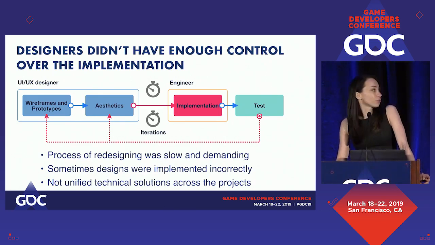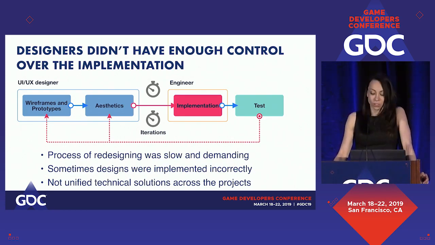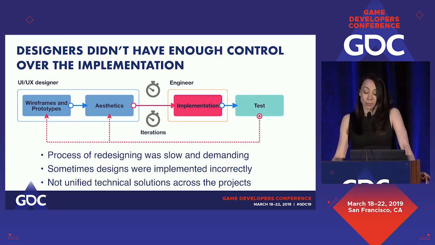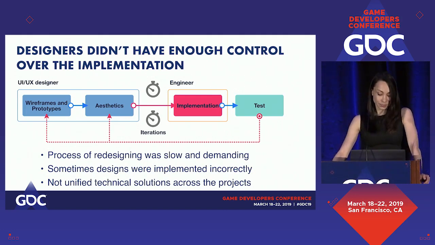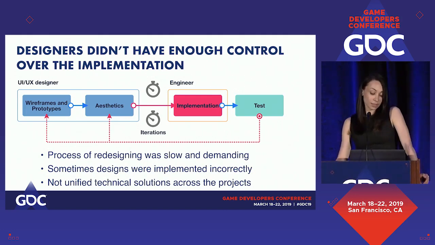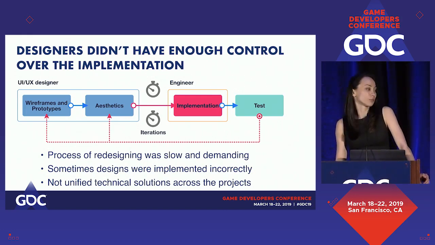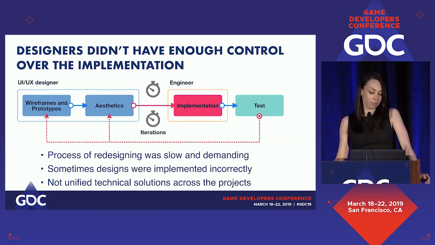And this is the simplified version of the pipeline we had before the UI framework. The implementation part, as you see, completely belonged to engineers, mostly because of the complexity. And it made the process of redesigning and iterating very slow and demanding. And because designers didn't have enough control, it sometimes led to aesthetic and interaction inconsistency, especially closer to deadlines. We also didn't have good technical solutions that were unified across the projects.